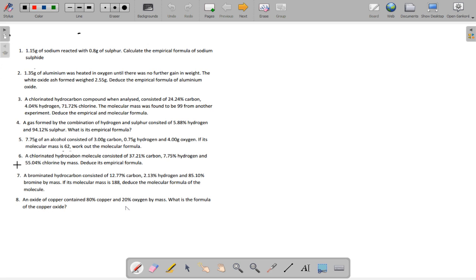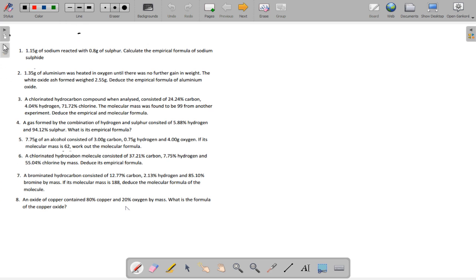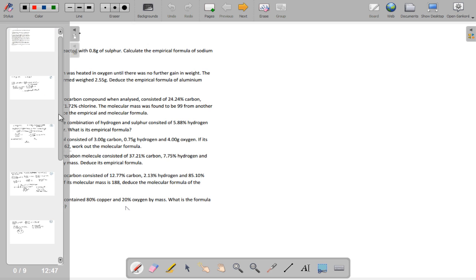A chlorinated hydrocarbon molecule consisted of 37.21% carbon, 7.75% hydrogen, and 55.04% chlorine by mass. Deduce its empirical formulae. So that's question 6.